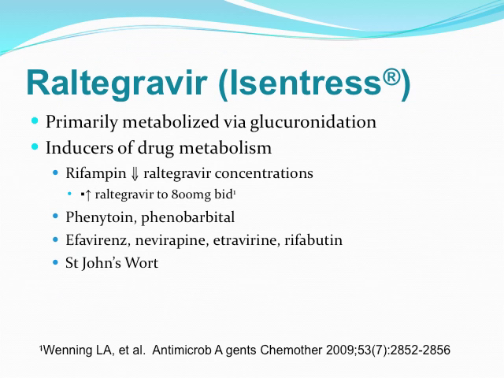Raltegravir, Isentress, is metabolized through the glucuronidation process, so it doesn't really affect 3A4. Inducers of drug metabolism, such as rifampin, decrease Raltegravir levels, so in one study I found it was recommended to increase Raltegravir to 800 BID if you're going to use it with rifampin. Other things that interact with Raltegravir are phenytoin, phenobarbital, efavirenz, nevirapine, Etravirine, and again, St. John's wort.